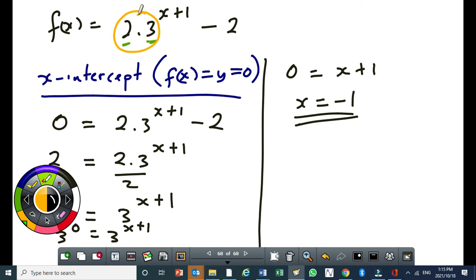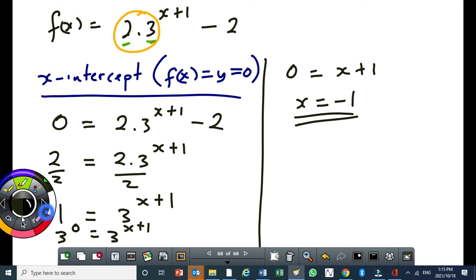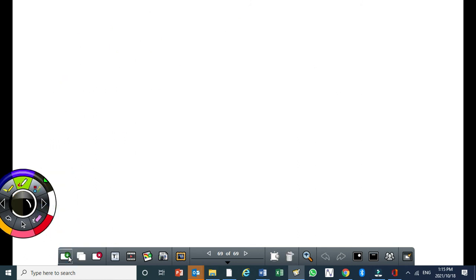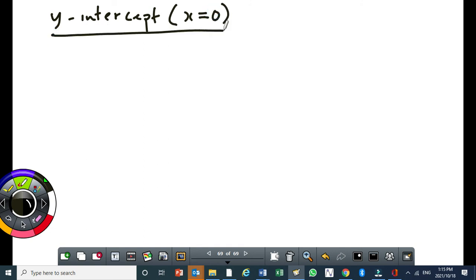Right, let's find the intercept. Now, the y-intercept, right? For the y-intercept, we substitute x equal to 0. Okay? You have to substitute x equal to 0. So, our equation is f of x equal to 2 times 3 to the power of x plus 1 minus 2.